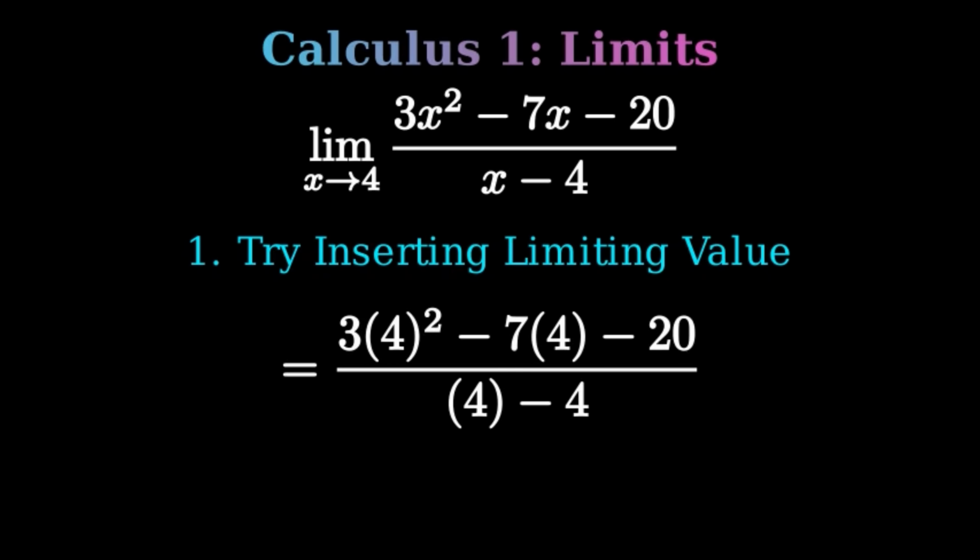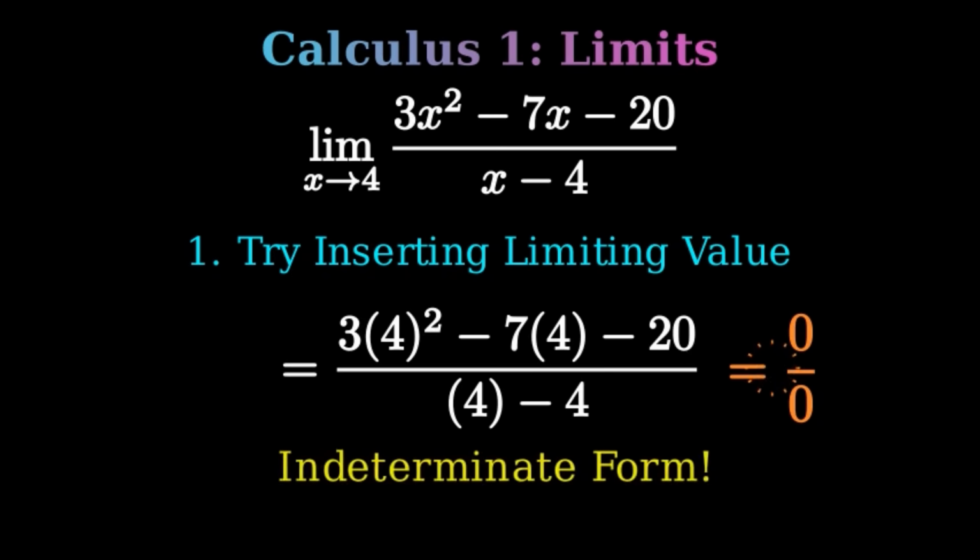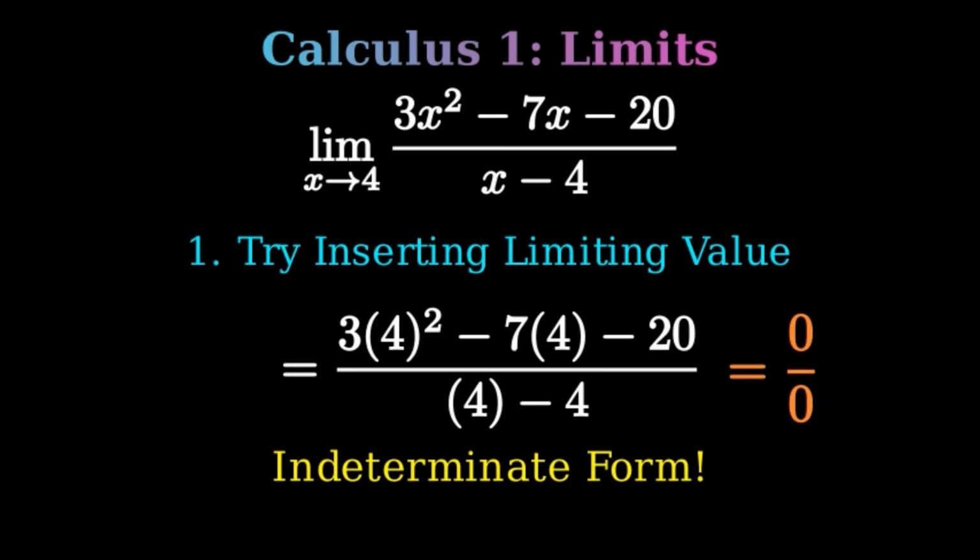If we do the calculations, 3 times 16 is 48, minus 28, minus 20, that's going to give me 0. And at the bottom, I'm going to get a 0. So we can't do that. That's the indeterminate form. Okay, so since that doesn't work, we're going to try to do something else because the indeterminate form is not going to fly. We're going to try to use algebra manipulation.